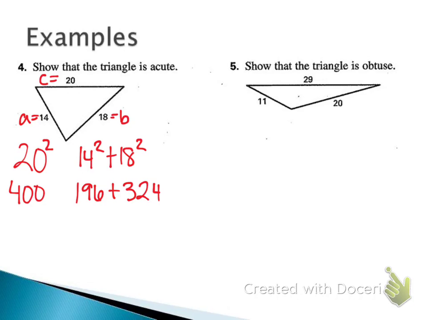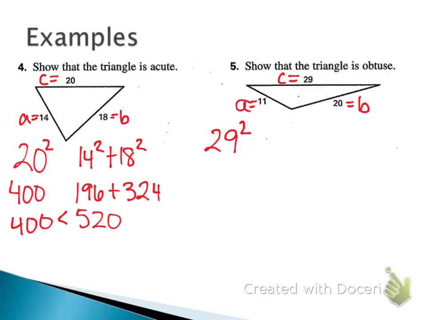If I take 196 plus 324, what do I get? 520. How does 400 compare to 520? It is less than, which proves or shows that that triangle is acute. Again, my longest side is always C. The others are A and B.